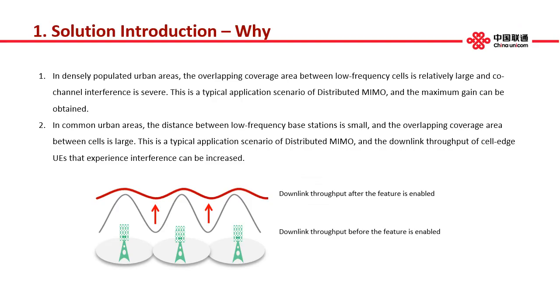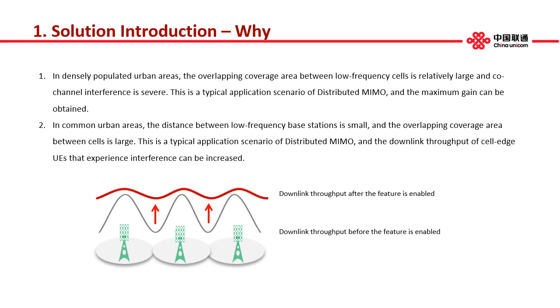In densely populated urban areas, the overlapping coverage area between low-frequency cells is relatively large and Ka-channel interference is severe. This is a typical application scenario of distributed MIMO, and the maximum gain can be obtained.